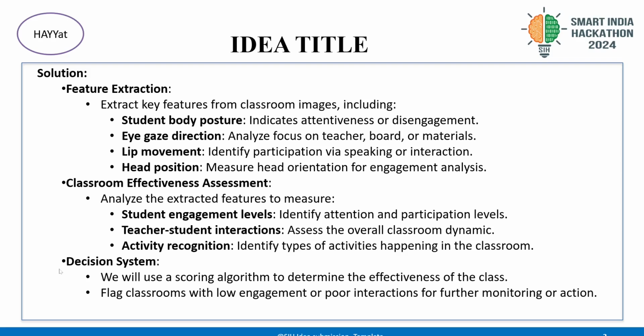And based on these, we will make a decision system where we will calculate the metrics of every student in the entire class and develop a scoring algorithm to determine the effectiveness of the entire class. So we will use the algorithm to flag classrooms as low engagement or poor interactions for further monitoring or actions.